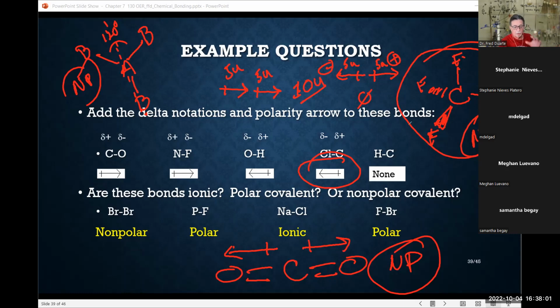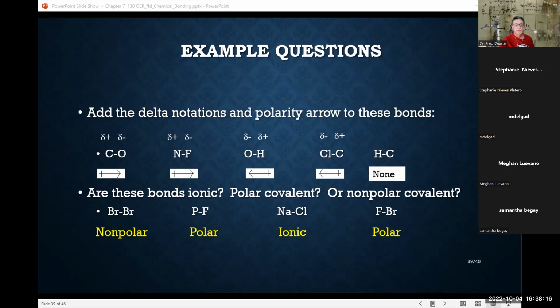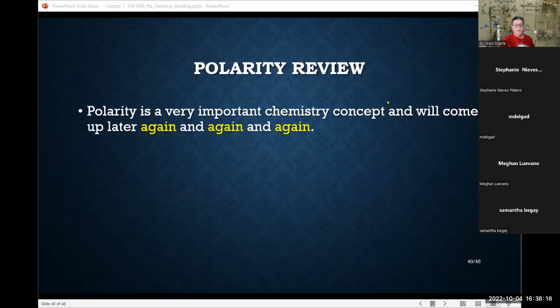If the polar bonds don't cancel out, then we have a polar molecule. If the molecule has all nonpolar bonds, you end up with a nonpolar moiety. Okay, good question. We'll have some more here again.